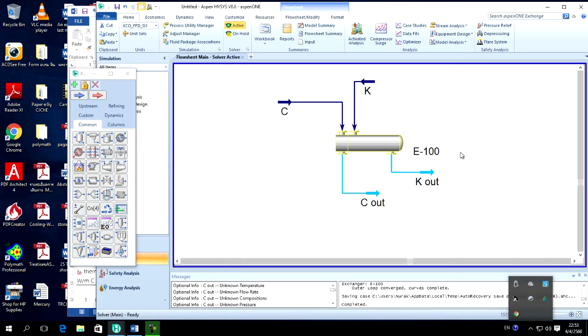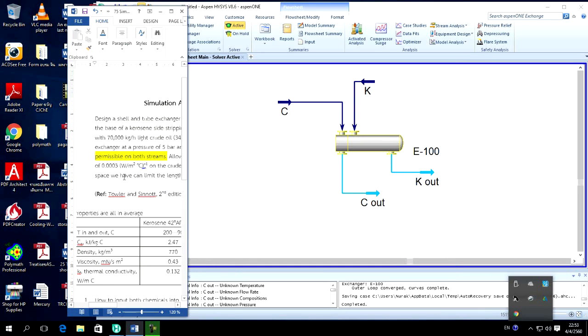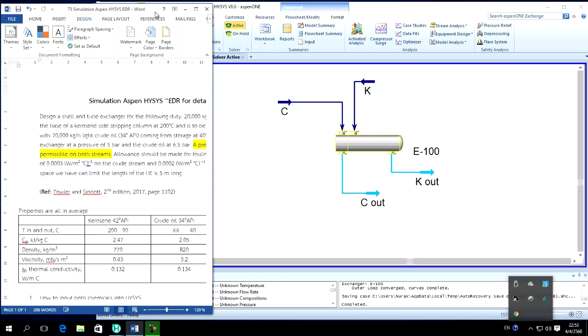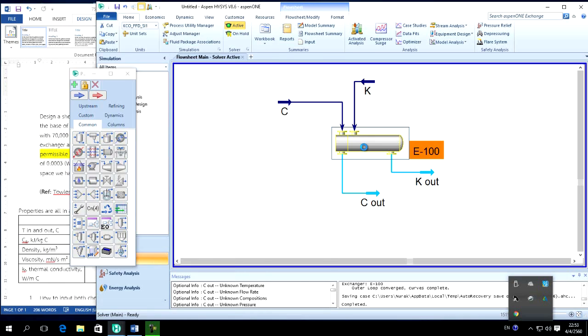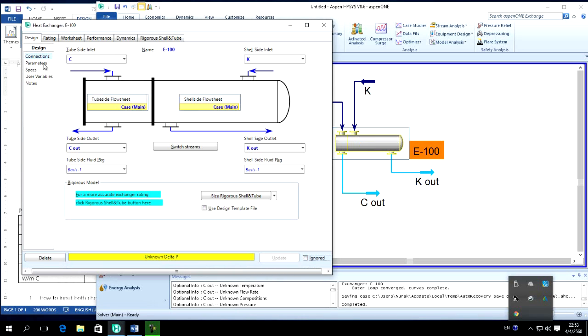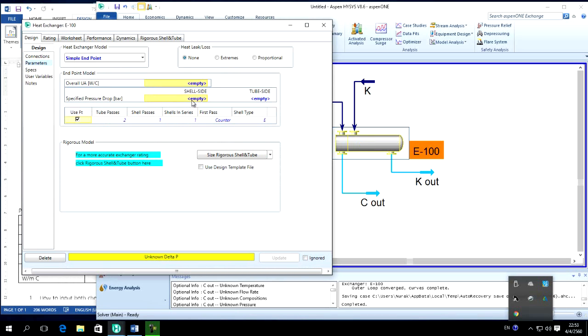Now, go back and look at the question. The limitation is that the pressure drop on both streams must be lower than 0.8 bar. So I specify 0.8 on the shell side and 0.8 on the tube side.